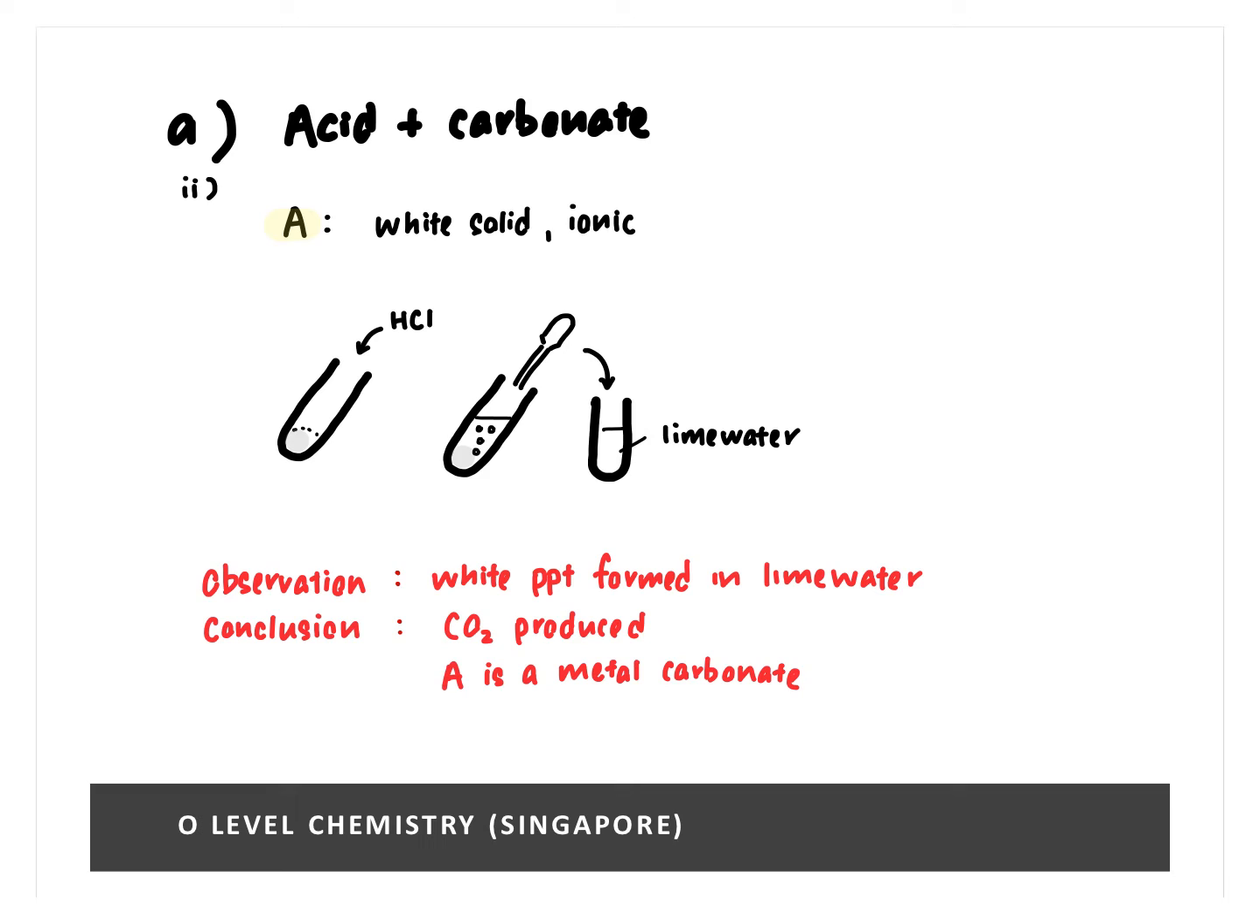A secondary conclusion would be that A then is a metal carbonate. For those of you who are not familiar with using a plastic dropper to test for carbon dioxide, I will drop a link in the description. You can take a look at the video of how to actually test for carbon dioxide using a plastic dropper.